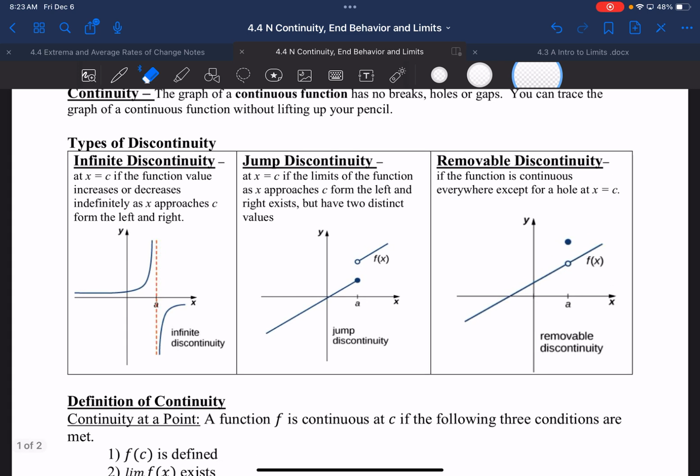Now, if you are algebraically solving to prove if you have any type of discontinuity, if it is removable, so if you have a hole, whenever you solve, you're going to end up with 0 over 0 when you solve. And as we know, we can't have 0 in the bottom of a fraction, right? So for some of these others, you will also get a 0 in the denominator. This is the only one where you'll get a 0 in the numerator and the denominator, if you have a hole.